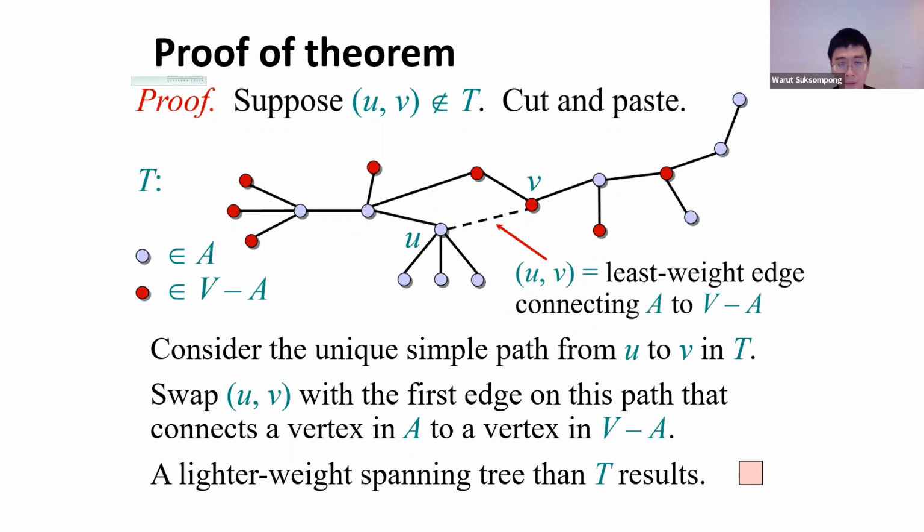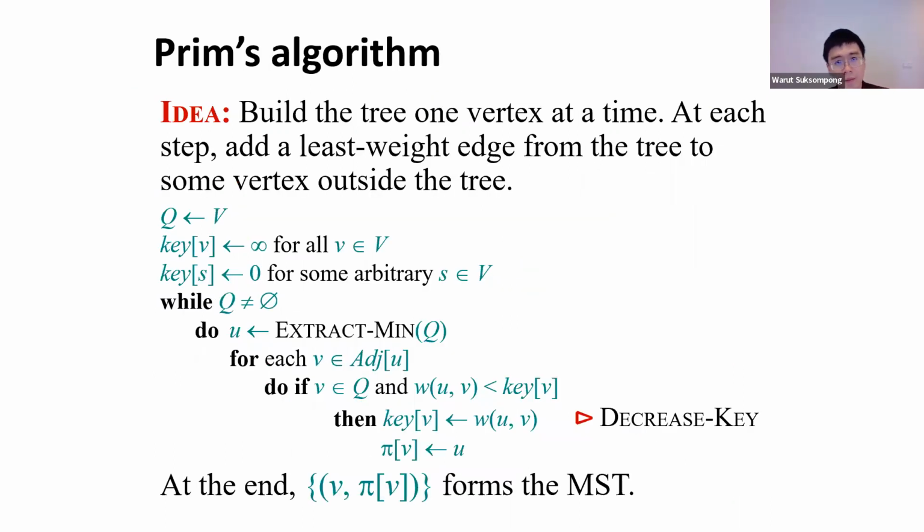So that's why, for any A and V minus A, any partition of the vertices into these two parts, we know that the least weight edge that connects A and V minus A can be included without loss of generality. So with this idea, we get to what's known as Prim's algorithm.